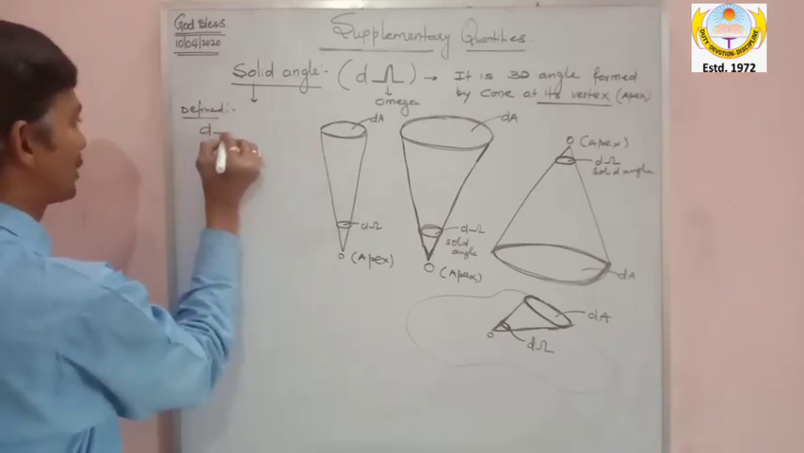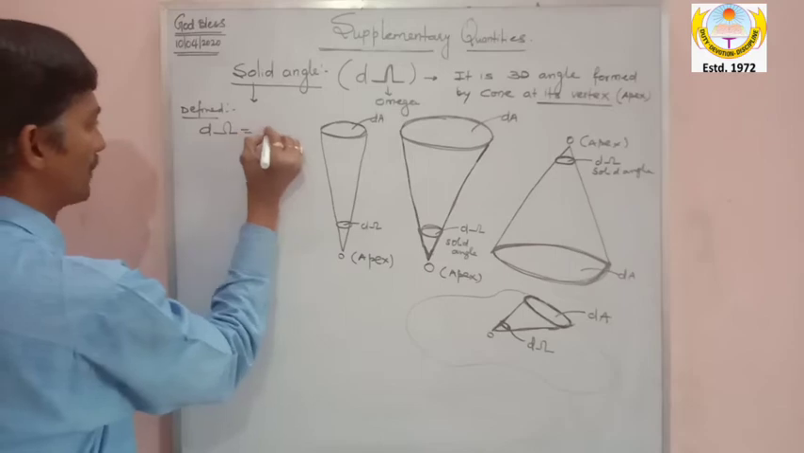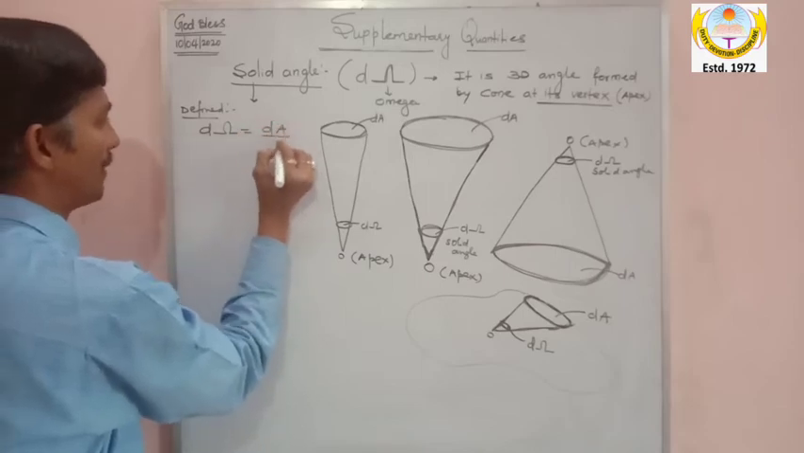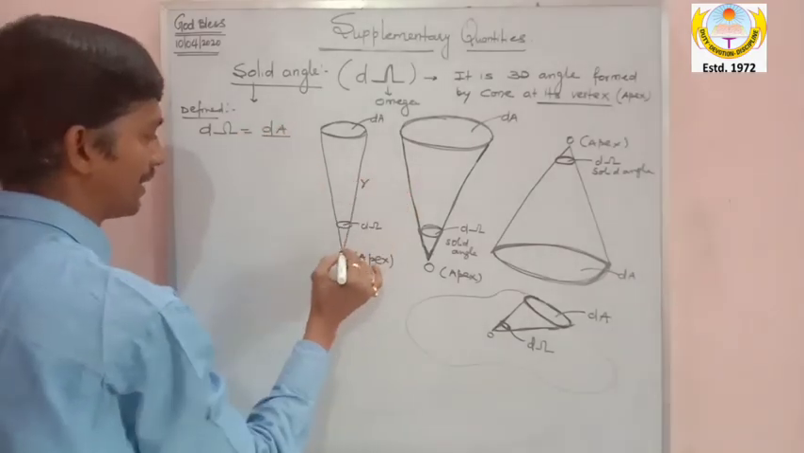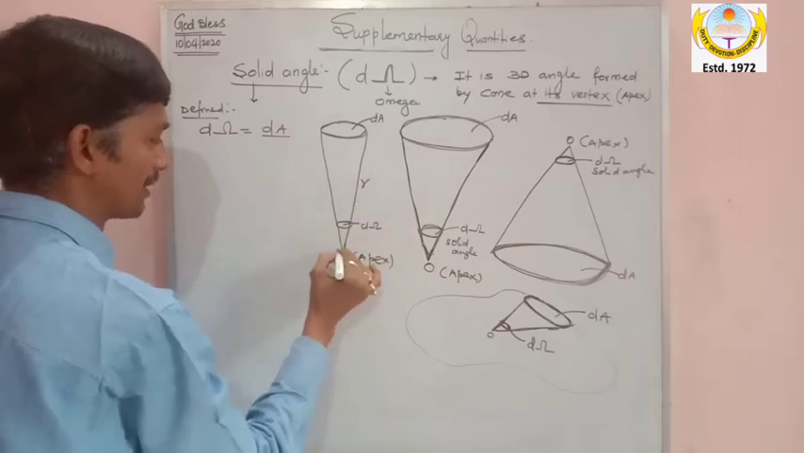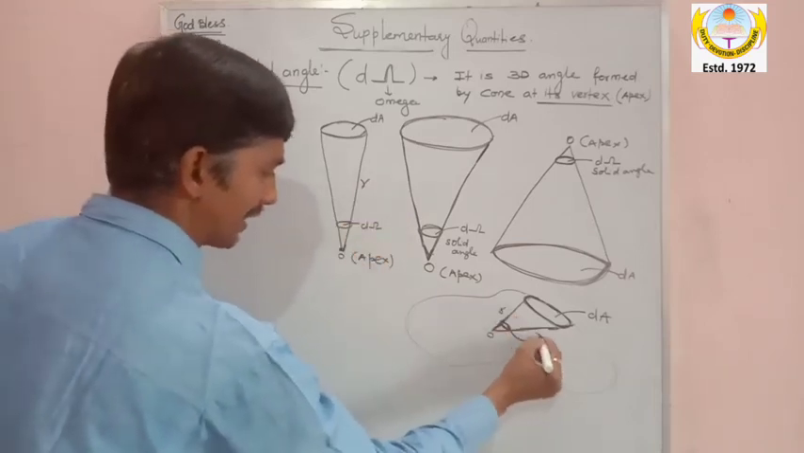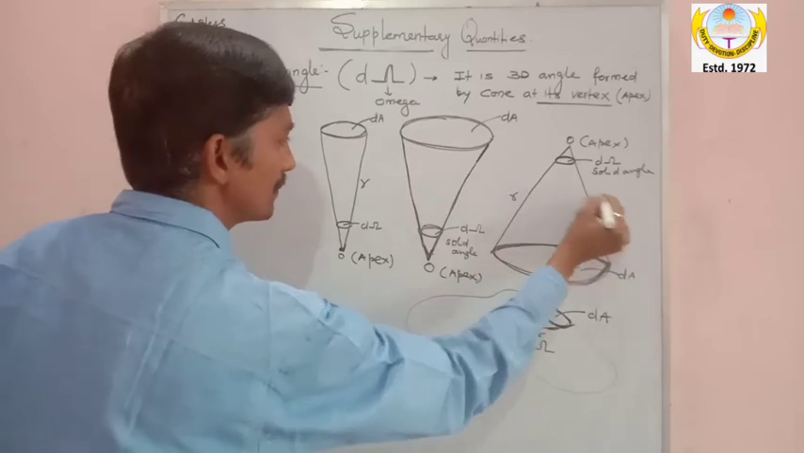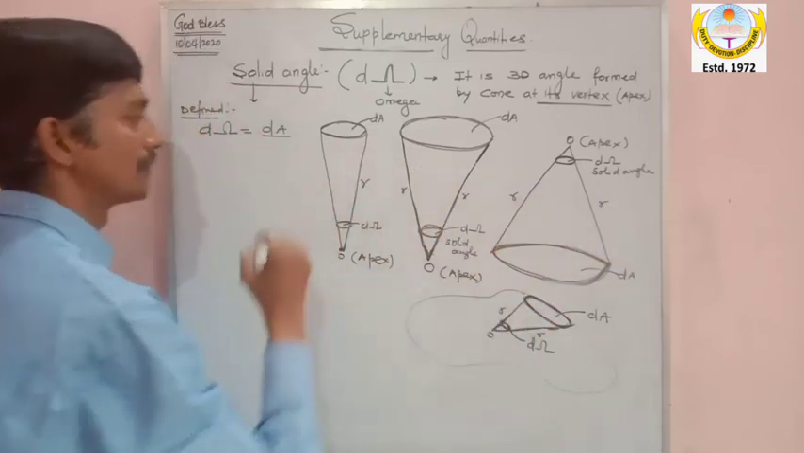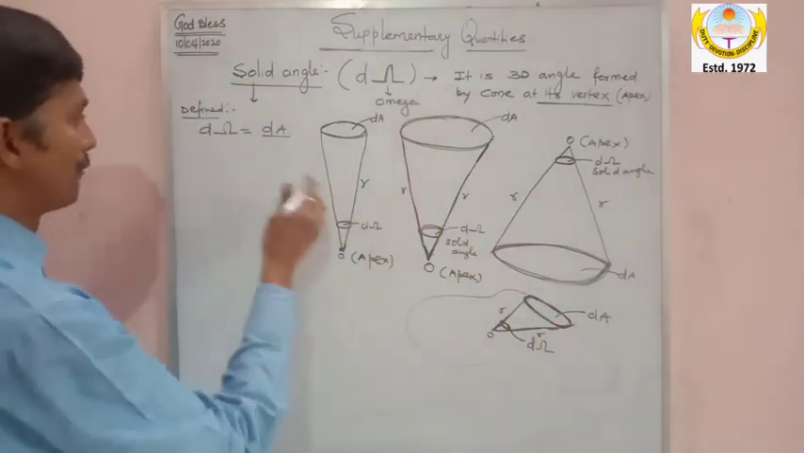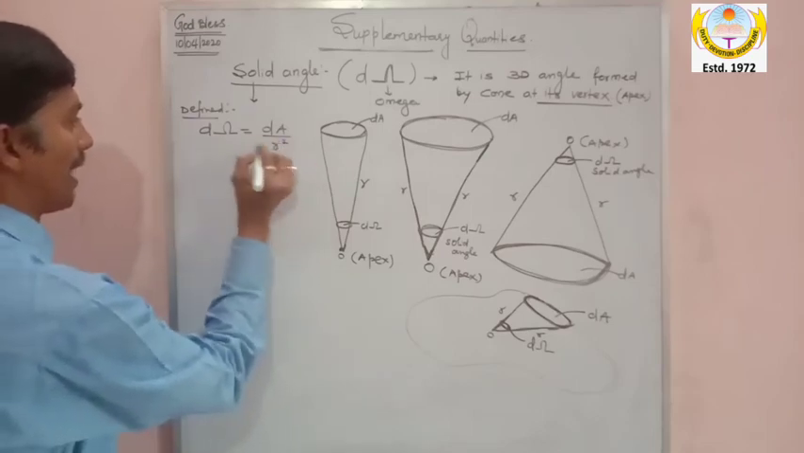Solid angle is actually d omega, which has the definition dA divided by r squared, where this is the radius, my dear. Again, here is a radius, because I can take it as a radius. So what is the formula? This is dA divided by r squared.